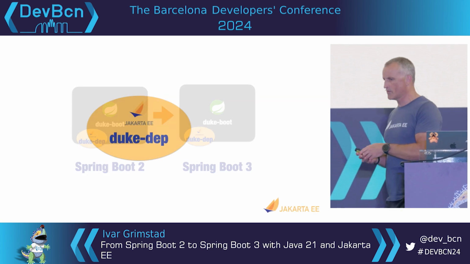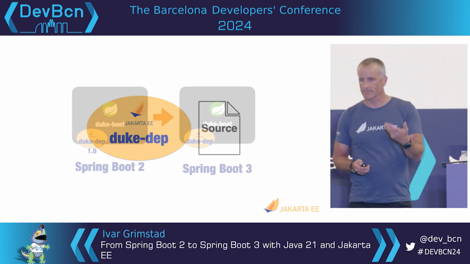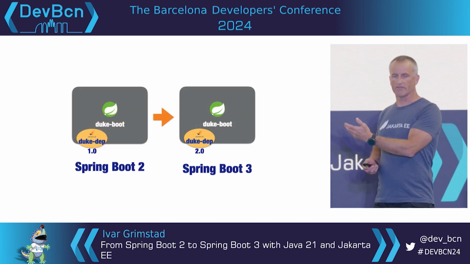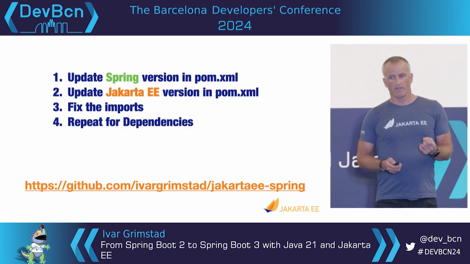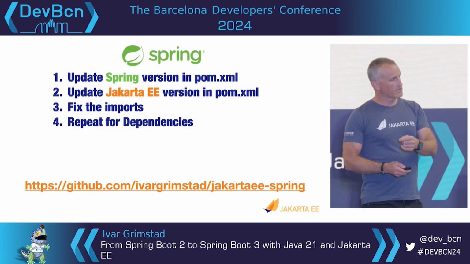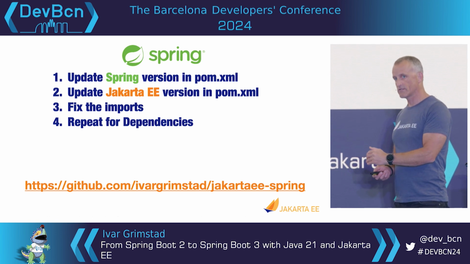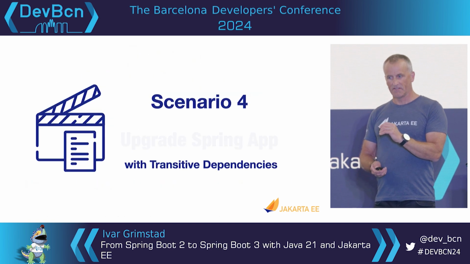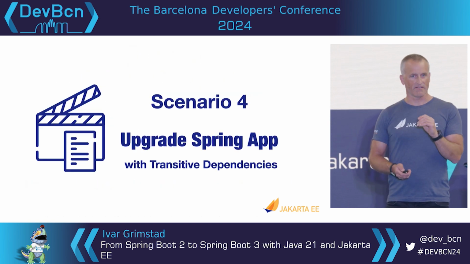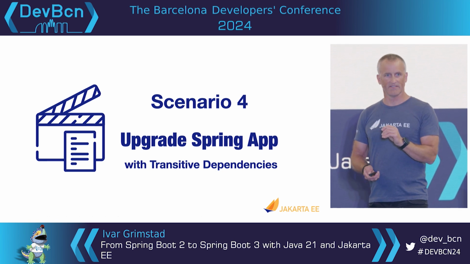So let's just see what we did there. So I had this Duke dependency. I had the source code for it, so it was easy. I migrated over to a version 2.0, but it still doesn't work. I've done the Spring version, I did the Jakarta EE version, I fixed the imports, and I repeated for the dependencies. But it still didn't work. So I had something called transitive dependency. Anybody have transitive dependencies in their application? Yeah? They are fun, right?